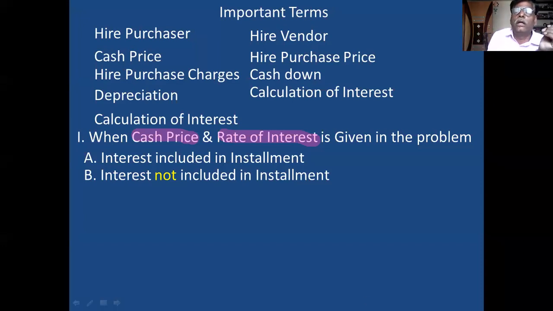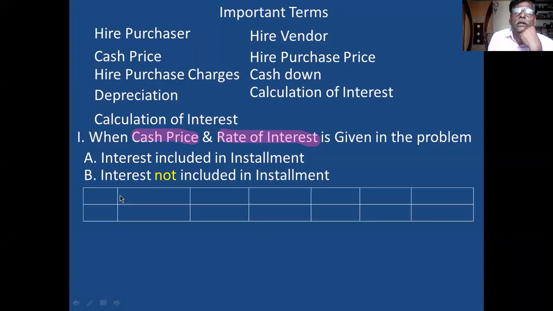Okay, this is the first method. For this method, this is the table. How many columns are required for this method? 1, 2, 3, 4, 5, 6, 7. Seven columns you have to prepare in your notebook. It is calculation of interest and depreciation. Okay. Seven columns are essential.